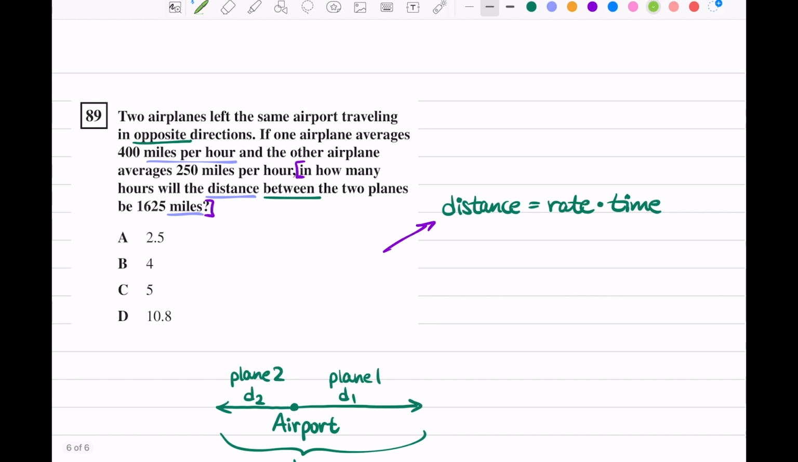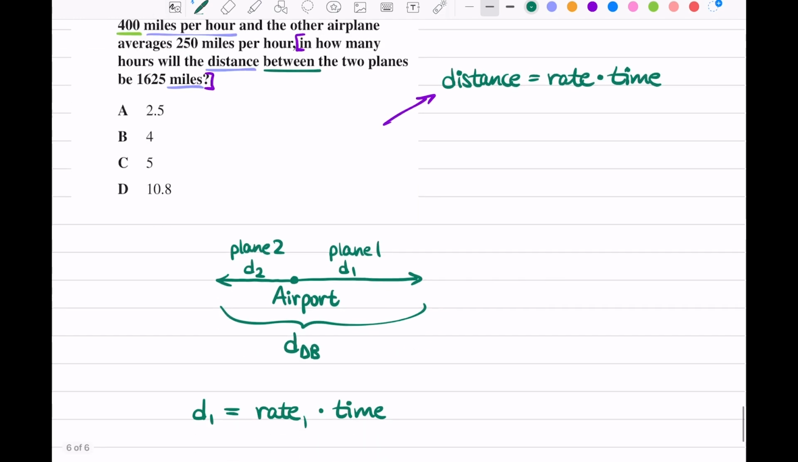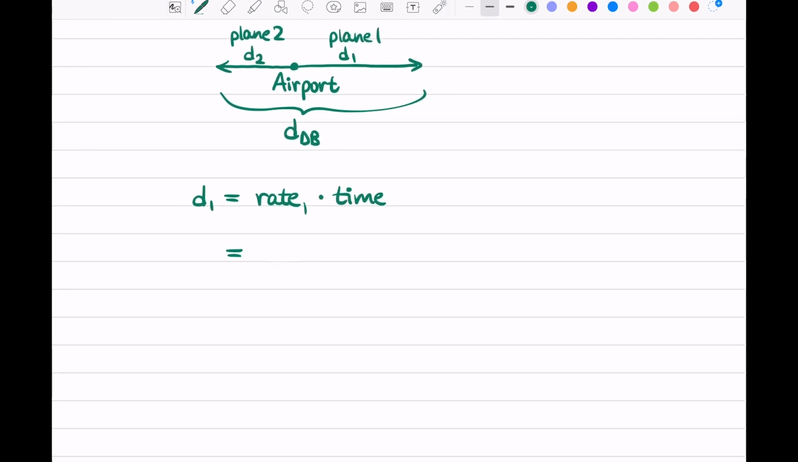Yes, we are. We're told that the plane travels at 400 miles per hour. So we can put that information into our equation. And our rate is 400 miles per hour. And we don't know how long the plane is flying, so let's just call that t sub 1. And cleaning that up, we can write it as 400 t sub 1. That's the distance that the first plane travels.